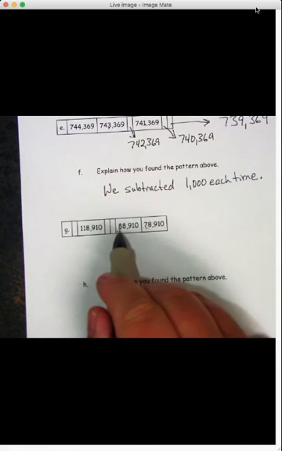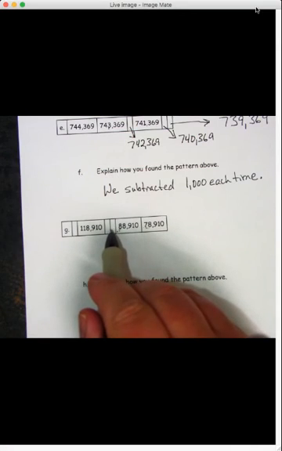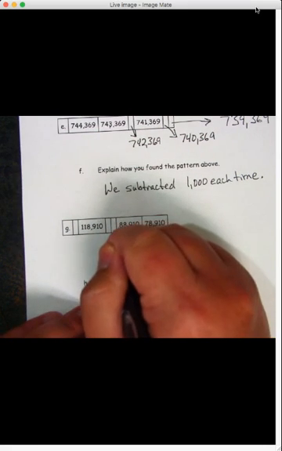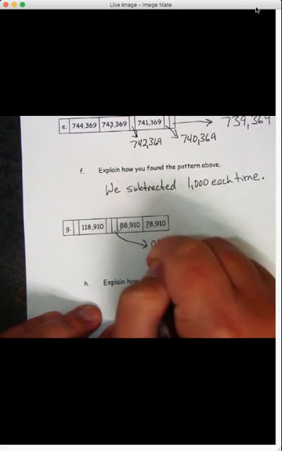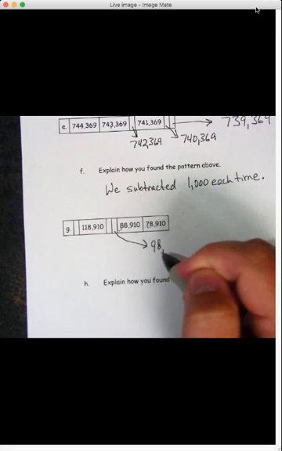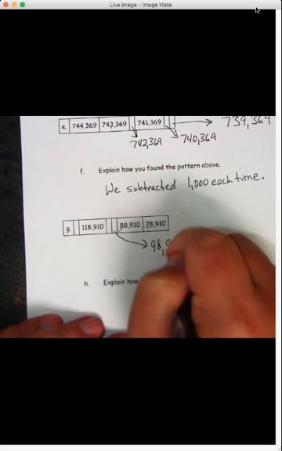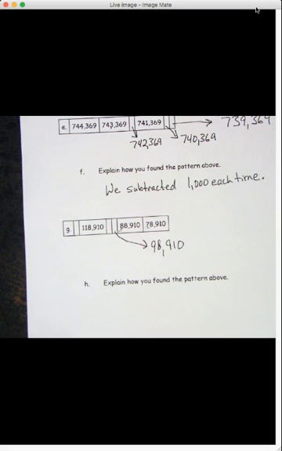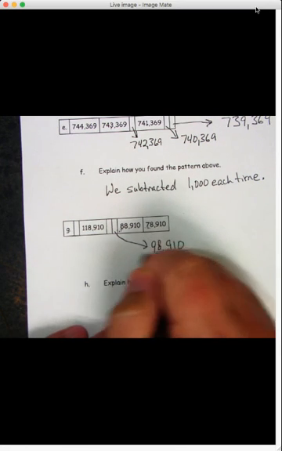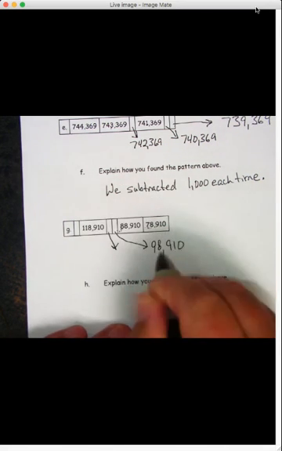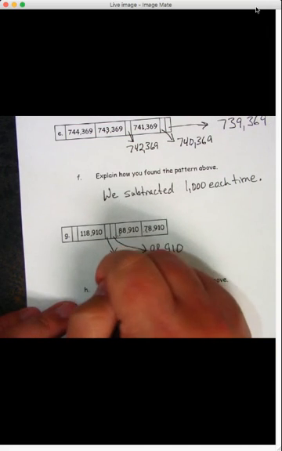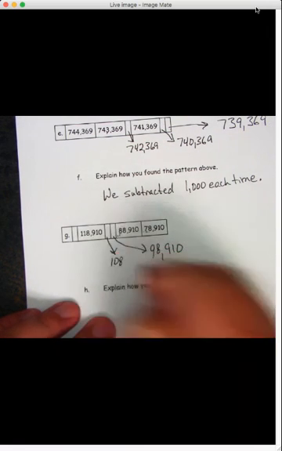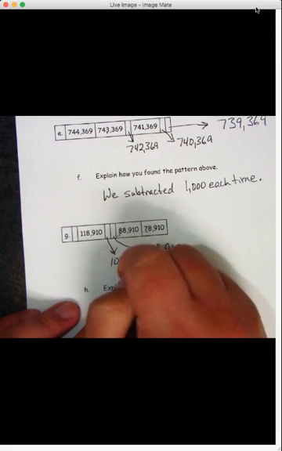So let's think backwards. 7, 8. What did we take 10,000 from to get 88,000? Well, that has to be 98,000. 910. Okay, so now we've got to add 10,000 to that. So what's 10,000 plus 98,000? Well, it makes that 9 go up to a 10, doesn't it? So it would be a 10 or 108,910.